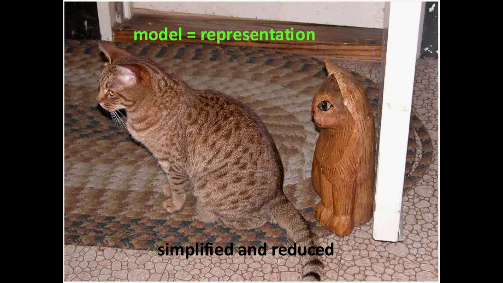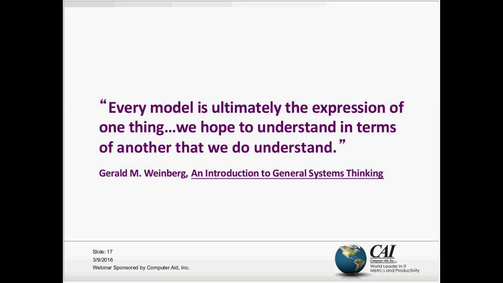A model is a representation of something. It's a simplified and reduced representation. I mean, in this photograph, where the cat very conveniently posed next to the wooden statue, the sculpture is a cat, similarly colored to the real cat. But it's clearly not a cat. It's a simplified and reduced representation of a cat. Here's another way of thinking about a model.